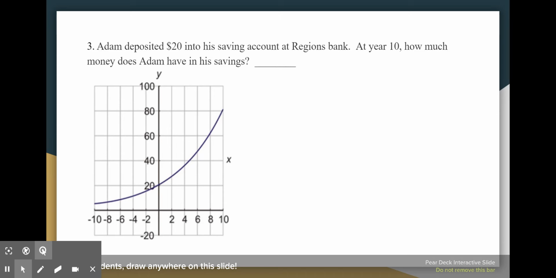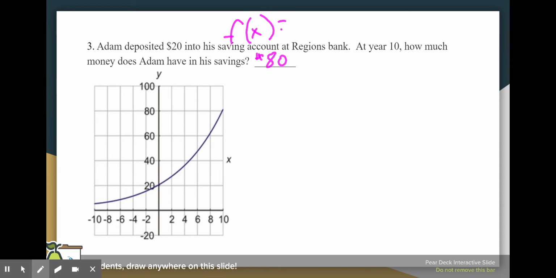So time is going to be my x. So that's 10 is my x. So what I'm going to do is look where my x is 10, right here, and go see what that is. And it is about $80. Remember, these are the equations that were like f of x equals a times (1 plus or minus r) to the t. So this was my a, my t was 10, and I just had to find what the f of x is going to be.